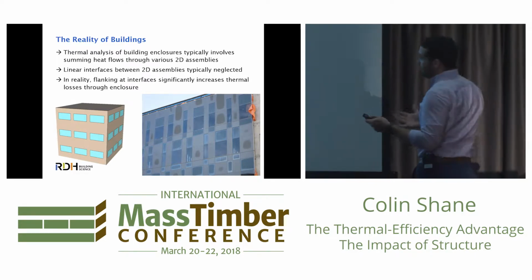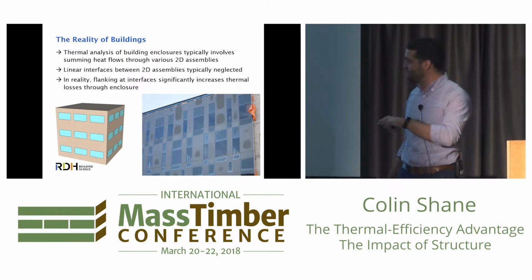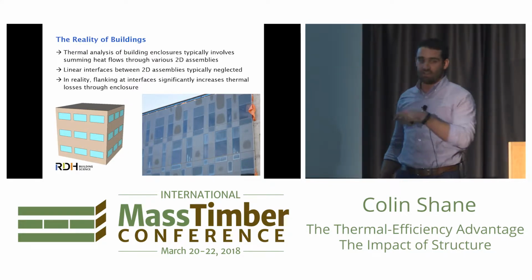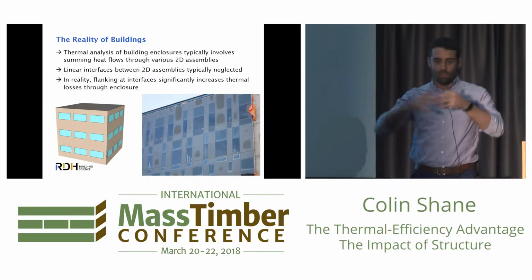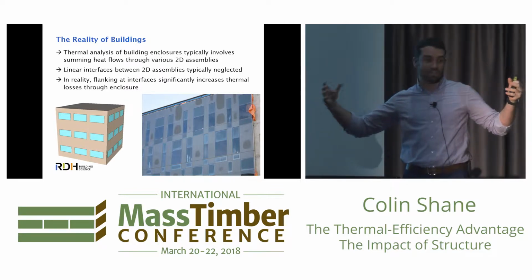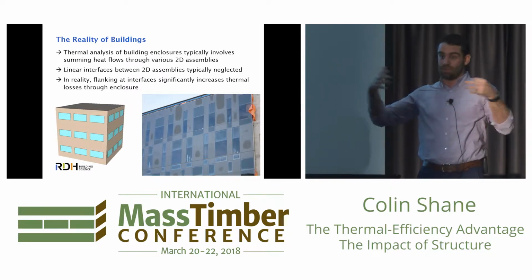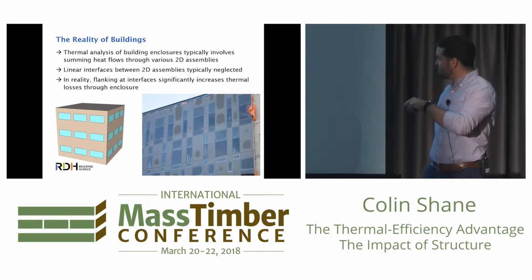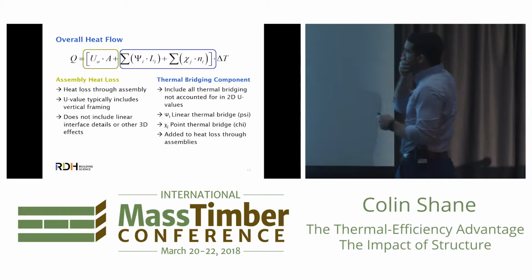So the reality of buildings is that they're not just a combination of 2D elements stuck together like maybe our idealized energy models think they are, right? So we might have this idealized box where we have an area of a wall section that has an R value, an area of a window section that has a specific R value, and we combine them together. The reality is that there's a bunch of thermal losses that happen across the interfaces, okay?